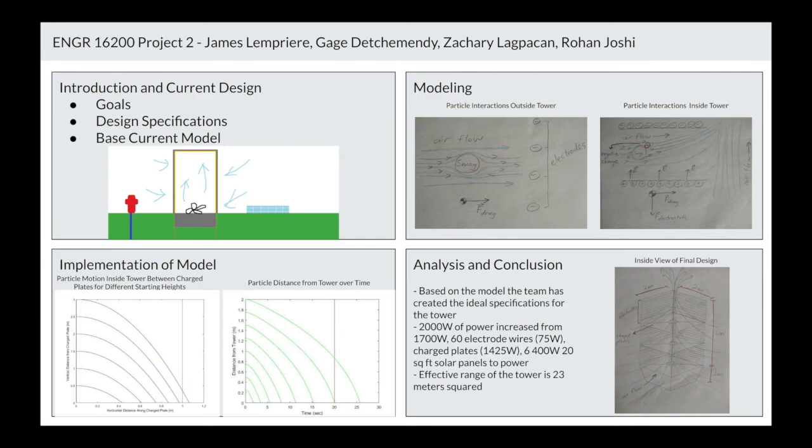So the overall conclusion is that the current design is an elegant and non-intrusive solution to the smog problem in urban areas like Hong Kong, which the team has modeled to have a real expected effect on smog concentration. However, the design can be modified depending on the needs of the city and what they decide.